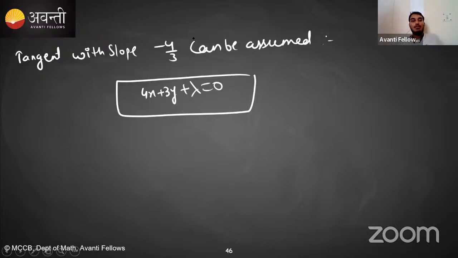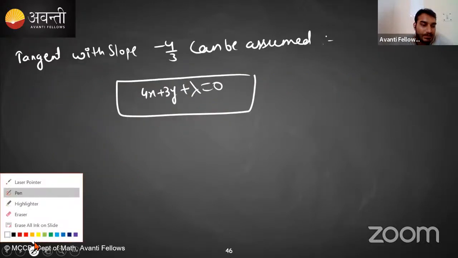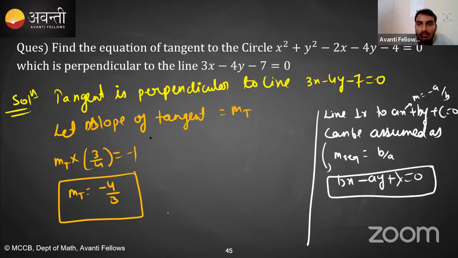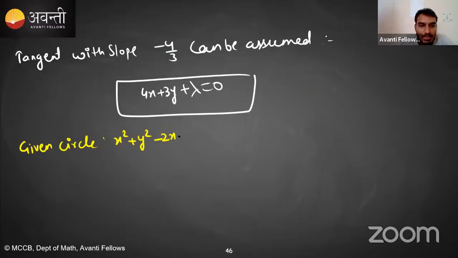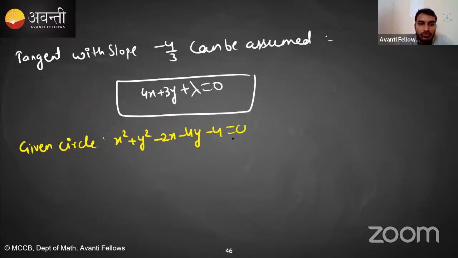Right? But we want this line to be the tangent of this circle. Okay, so the given circle kitna hai? Given circle is x square plus y square minus 2x minus 4y minus 4 is equal to 0.